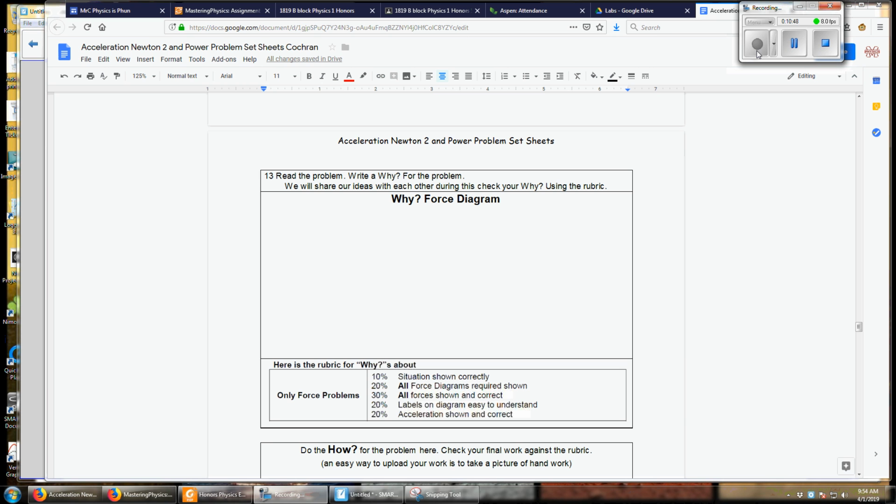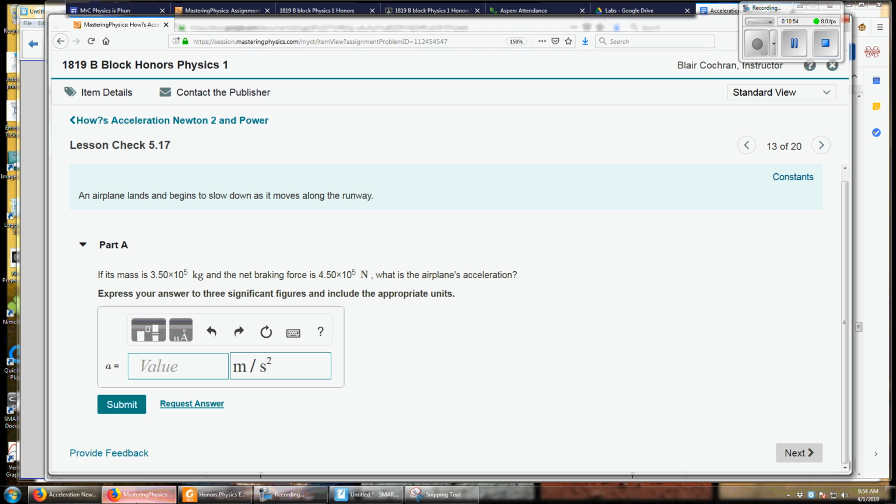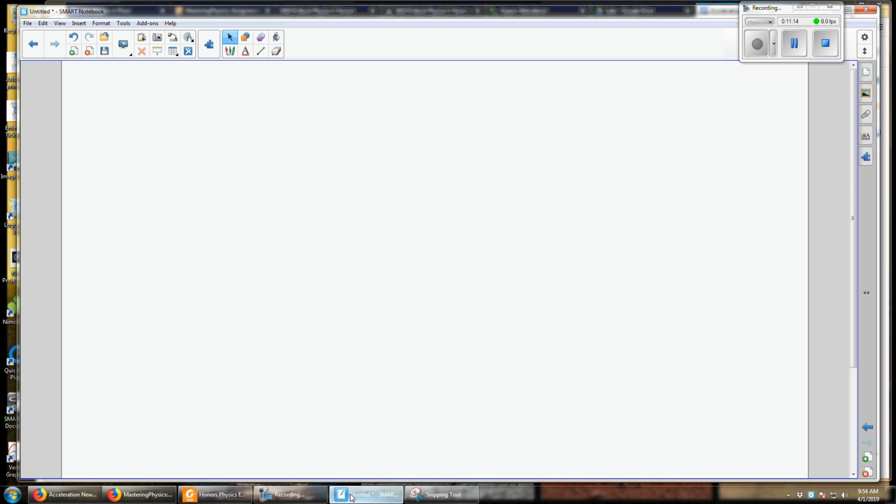Alright, so 13 was the next one on the list. And this is one that has a force diagram. You have this mass of airplane and it wants to slow down as it moves along the highway. And it has this much braking force. What is the airplane's acceleration? Alright, so I'm going to use this to do the force diagram.